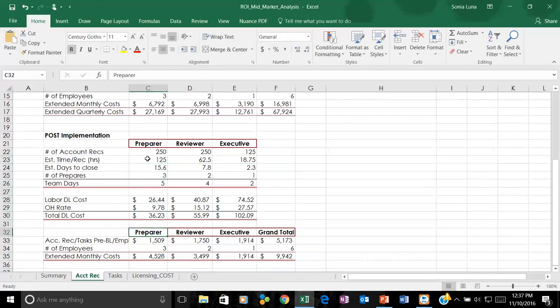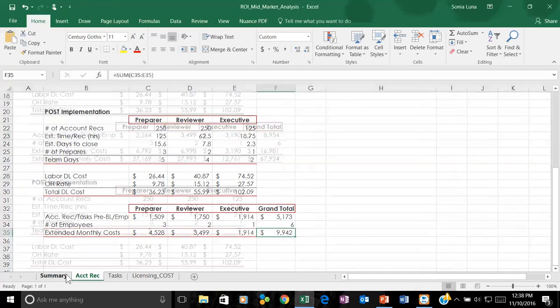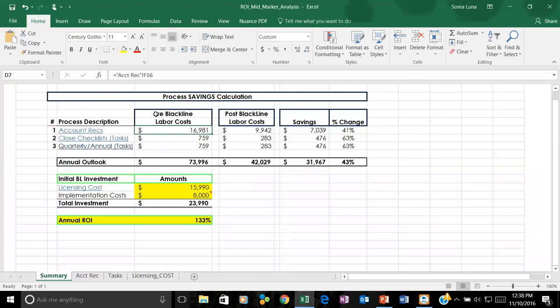So that being said, this line item is a guess, yes, but you have to set a goal of how much time you're really going to save. Now, given this, you'll see the extended monthly cost, same model as the pre-implementation costs. And yes, of course, if you multiply this by 4, you get your quarterly cost. Now, in our summary, you'll see that we have the pre-labor cost, which includes overhead, and then post. So we have a net savings of $7 grand on a monthly basis.